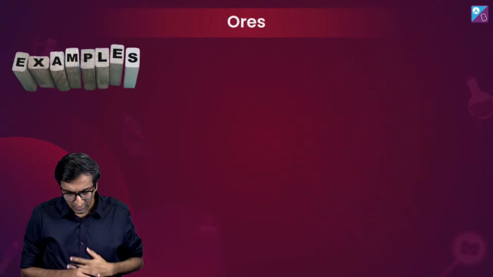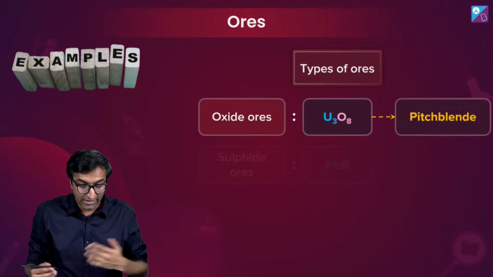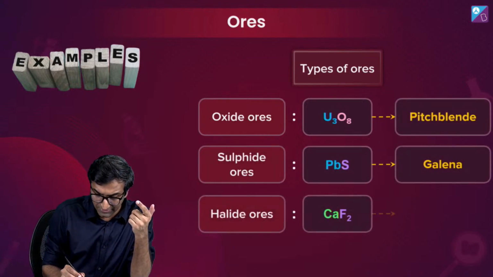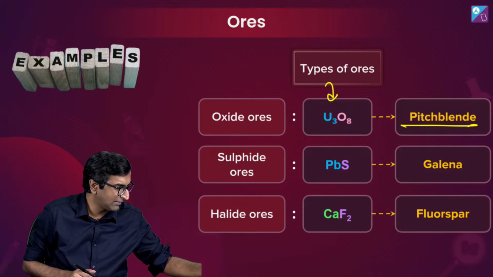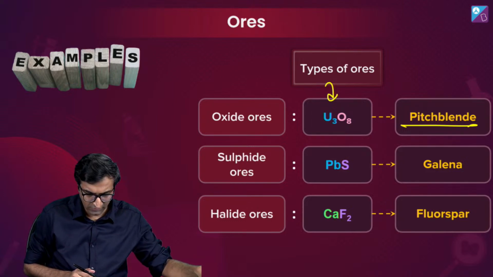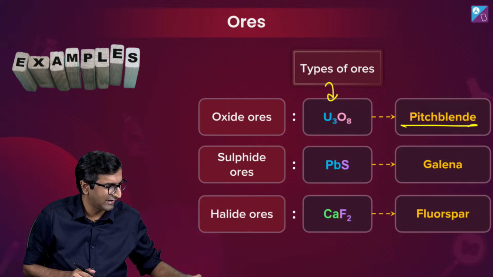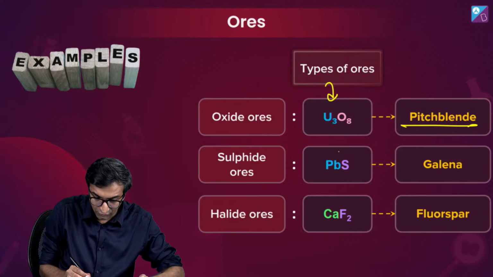Okay. Here are some examples of ores. Yeah, oxide ores, very fancy one. Pitchblende. What is the U here? Anyone want to tell me what U is? Where did U come from? That sounds like a scary element. And then you have sulfide ores, PbS, galena.